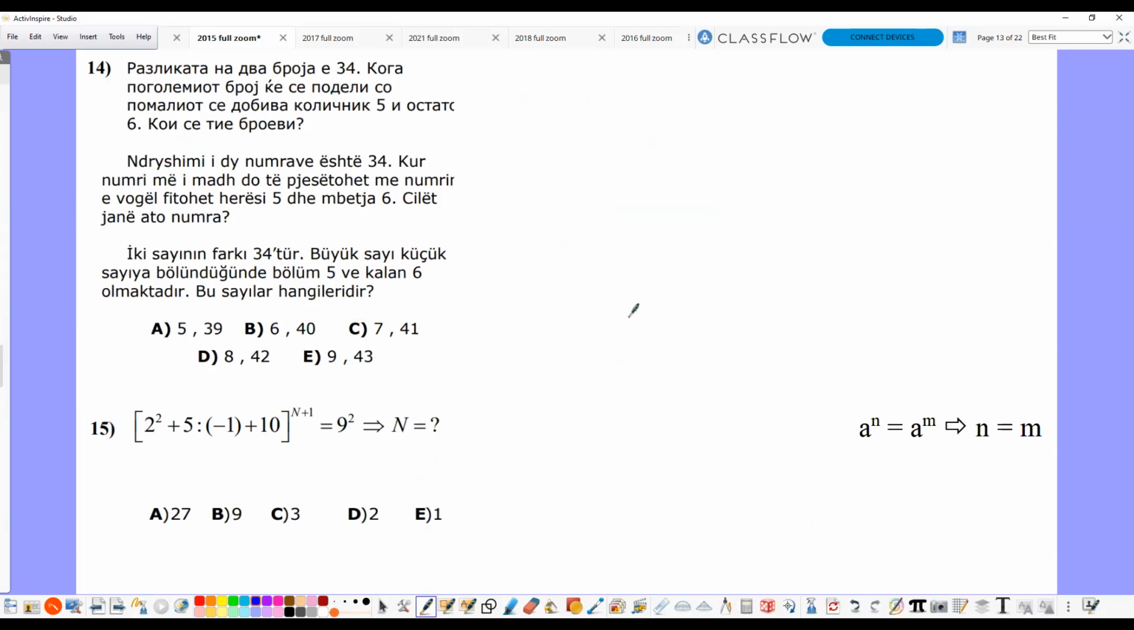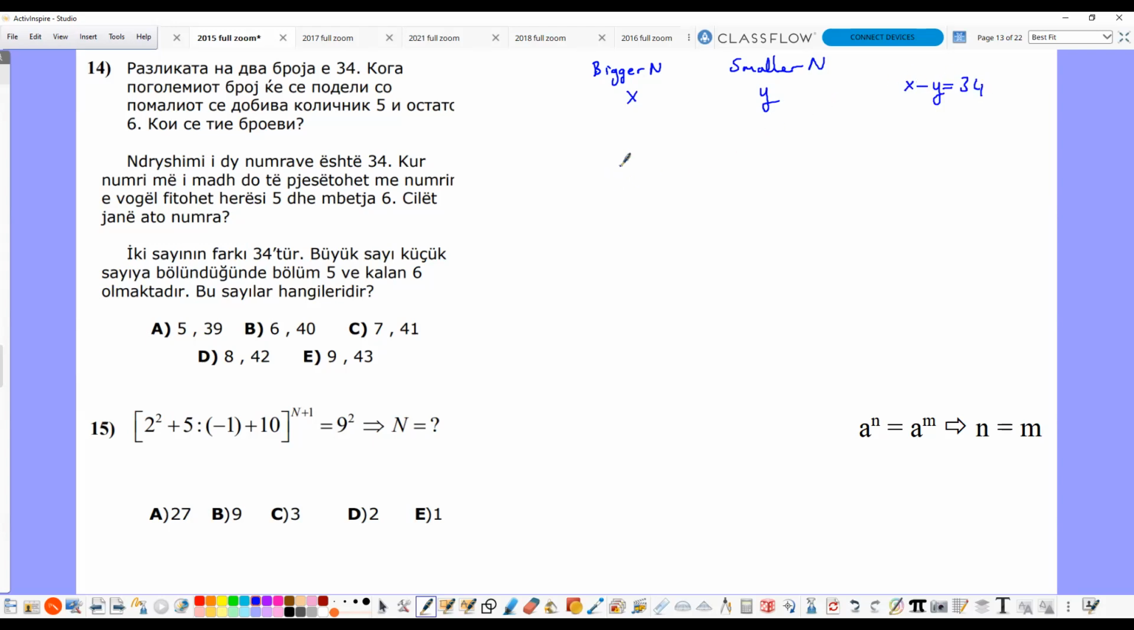Then there are two numbers here. I'm going to read from the Turkish and translate into English. There are two numbers and the difference of them is 34. So there is a bigger number and a smaller number. When we subtract the smaller number from the bigger number, the difference is 34. So if I name them x and y, x minus y is equal to 34. I'm sorry, not 64.